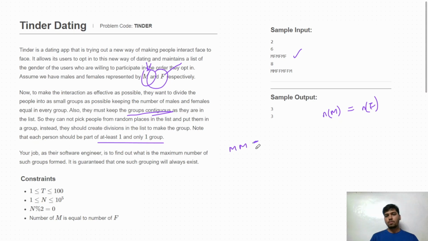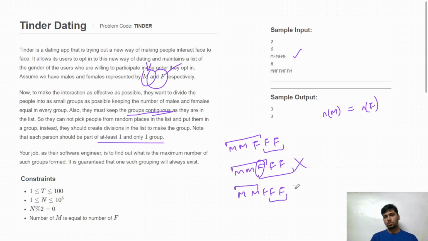It means that one member cannot be in more than one group, and everyone must be in at least one group. So first, this is a valid group selection. And if I select groups like this, it is invalid because here F is in two groups, which is not allowed. And a third possibility here is, let's say this is one group and this is one group. This is also not allowed because here this F is not in any group. So these things are not allowed.